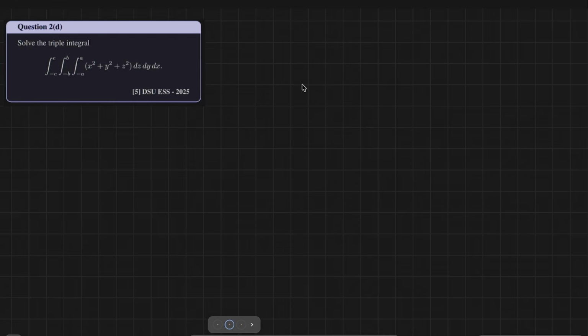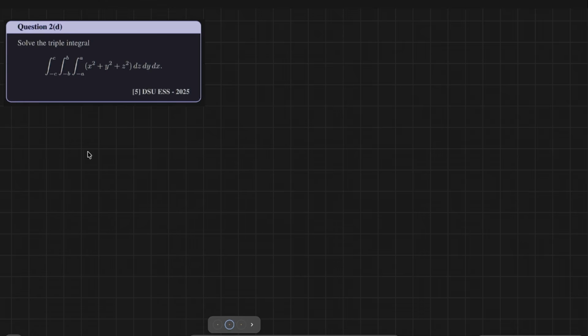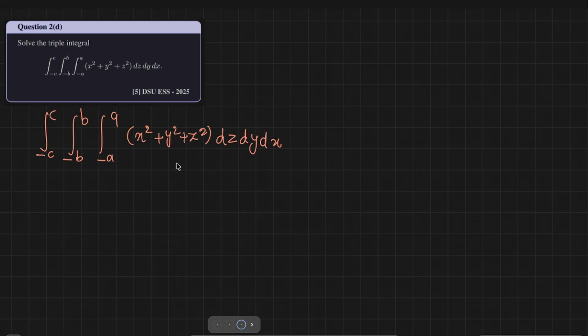Now come to the next question. This is second D. So the second D is from 2025. This was second D 2024, second D 2025. Now from here the integral is minus c to c, minus b to b, and minus a to a of x square plus y square plus z square dz dy dx. Very easy. If it is dz, then this is the z limit, this is the limit of y, and this is the limit of x. Okay, start.